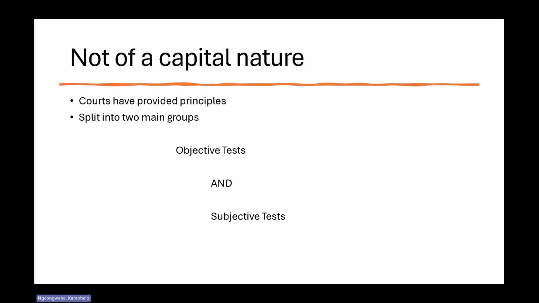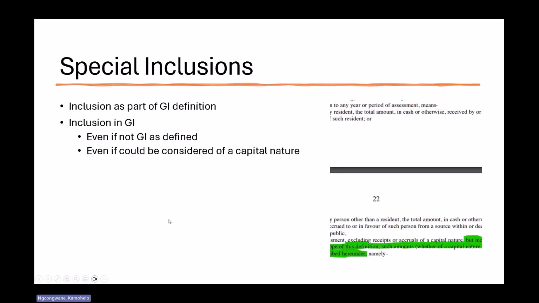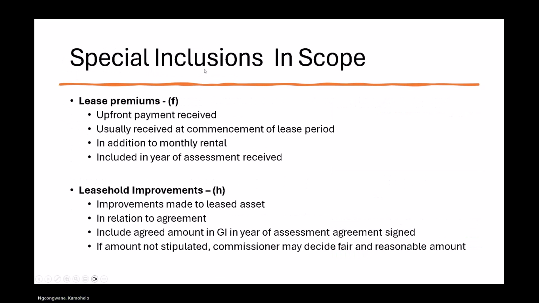Then we dealt with a few other scenarios that are specifically mentioned as part of the gross income definition. Your lease premium, that upfront deposit that you get when you rent out an asset, you will include that in your gross income because of that subsection. Under normal circumstances, if you apply your gross income definition, you would arrive at the conclusion that this is not actually income, but something of a capital nature, and therefore I will leave it out of my gross income. But because of subsection F, you bring it into your gross income.